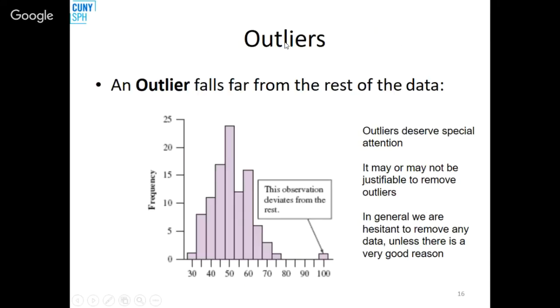And finally, outliers, which are those observations that deviate a lot from the rest. There are any number of different definitions of outliers. They're all arbitrary. Essentially, an outlier is something that doesn't look like the rest.